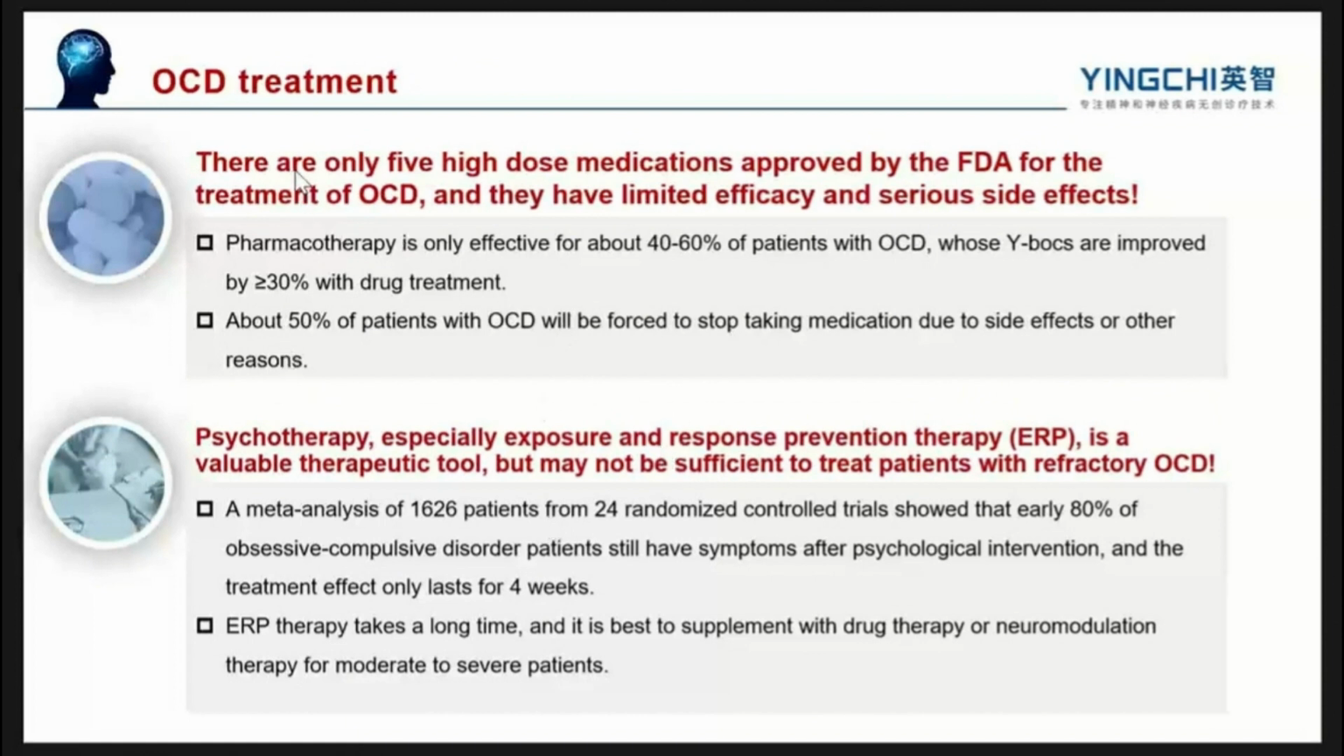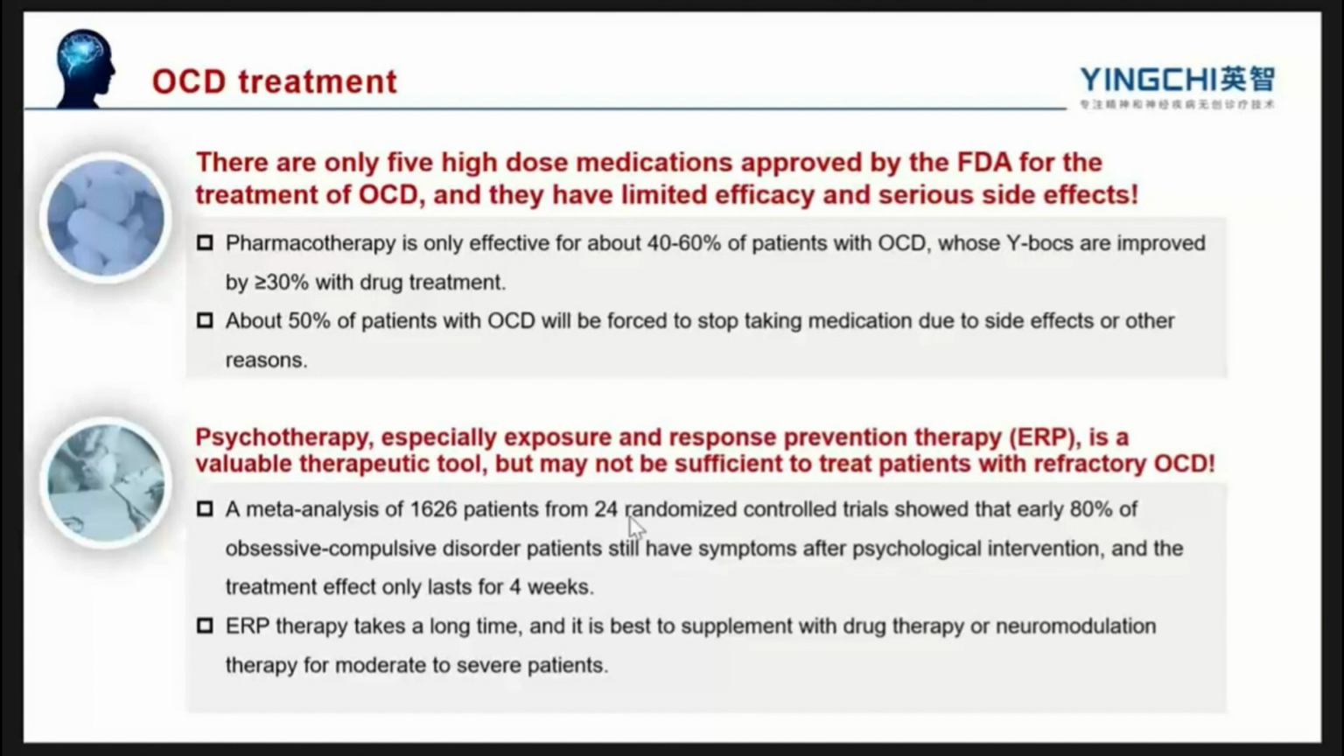And when we look through the OCD treatment strategies, the first line treatment strategies are the pharmacotherapy and the psychotherapy. But when we use the pharmacotherapy, nearly 50% of patients will drop out because of the side effects of the medicine, and only part of the patients can benefit from this therapy. And for psychotherapy, especially the exposure and response prevention therapy, it's not sufficient to treat patients with severe and refractory OCD symptoms.